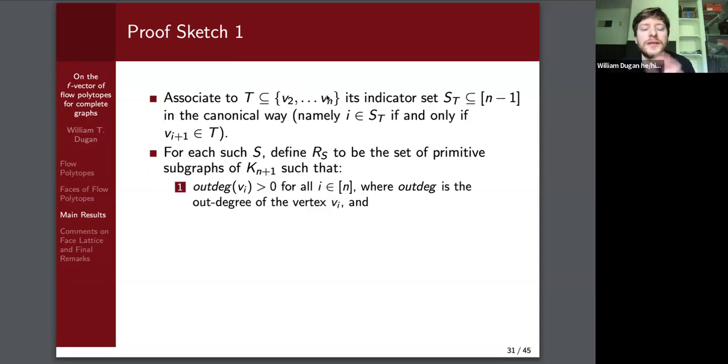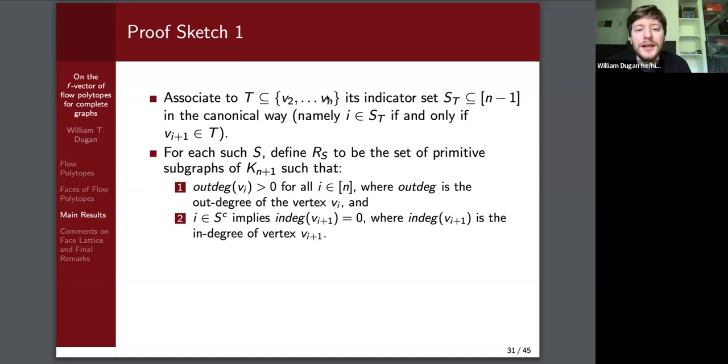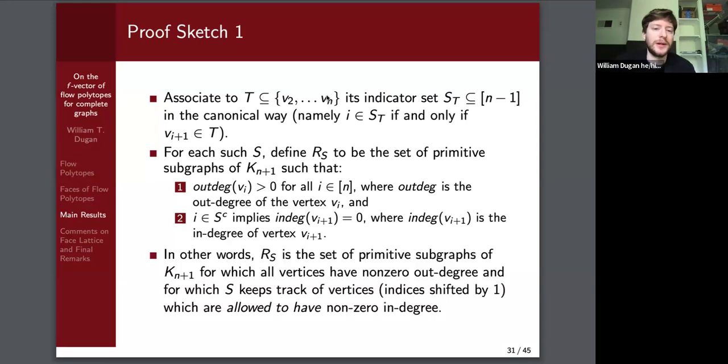All right, and then for every such set, we're defining R_S to be primitive subgraphs of the complete graph that satisfy 2 conditions. These conditions seem weird at first, but then you'll see why we're doing them in a second. The first condition is that the out degree of every vertex has to be positive. That's not too bad. The second one's a little weird. We're saying that for any index that's not in your set, the in degree is 0. So the in degree of V_{i+1} is 0, because everything's shifted by 1. Saying it a different way, R_S is the set of primitive subgraphs of our complete graph for which all vertices have non-zero out degree, and where S is keeping track of vertices, again shifted by 1, which are allowed to have non-zero in degree. They don't have to have non-zero in degree, but they can.